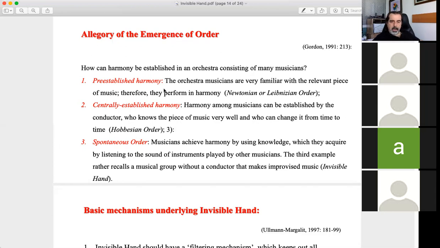Harmony among musicians can be established by the conductor, who knows the piece of music very well and who can change it from time to time, which can be seen as a kind of Hobbesian order. Remember Thomas Hobbes' idea of the social contract? Hobbes starts with the famous dictum that individuals are self-interested. So he fears that if they are left to their own devices, there will be chaos and anarchy in society, because each of us will try to achieve what we want by all means necessary, including violence and wars, etc.